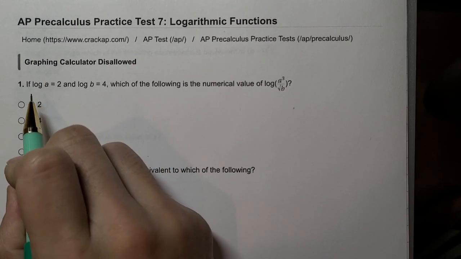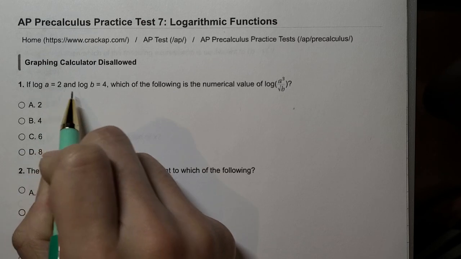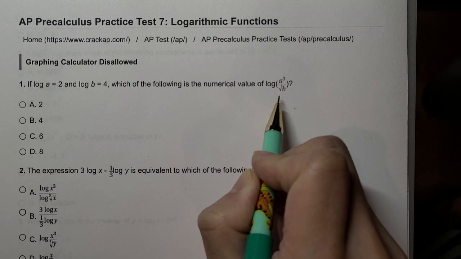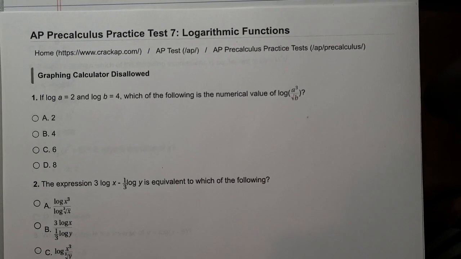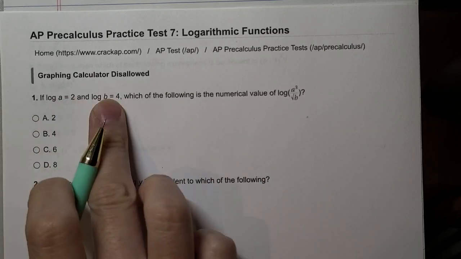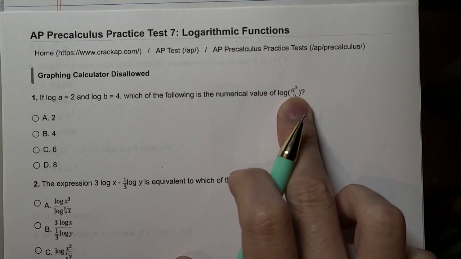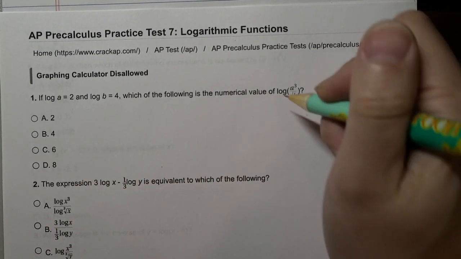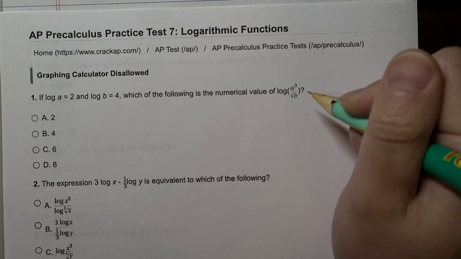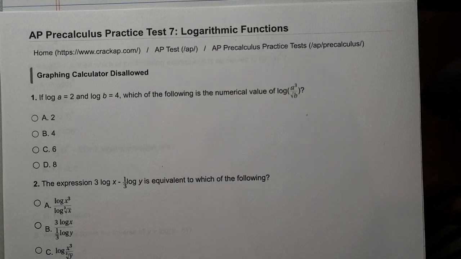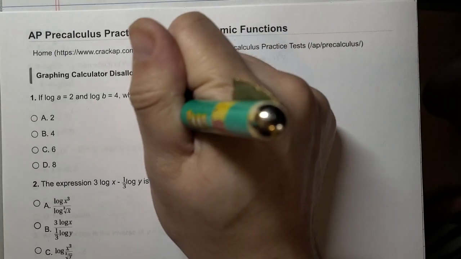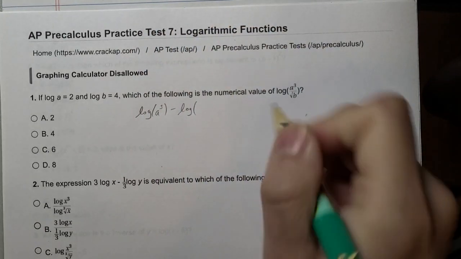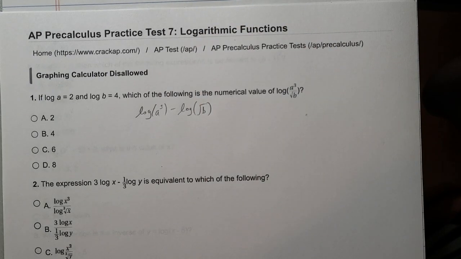Number one says if log of A is 2, log of B is 4, which of the following is the numerical value of log of A cubed over square root of B. So we have to use these somehow. Here I'm thinking we can use properties of logs to break this up into two logs. Log of x over y is log x minus log y. So we can say this is log of A cubed minus log of square root of B. We can first break it up like that.